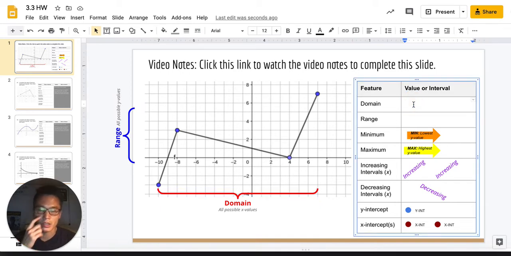So if we write this in interval notation, I'm going to use closed brackets because we are including the endpoints, an x of -10 to an x of 7. That's my domain. And I'll go ahead and color code this red.